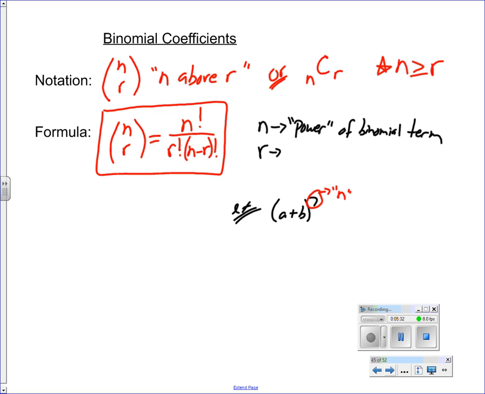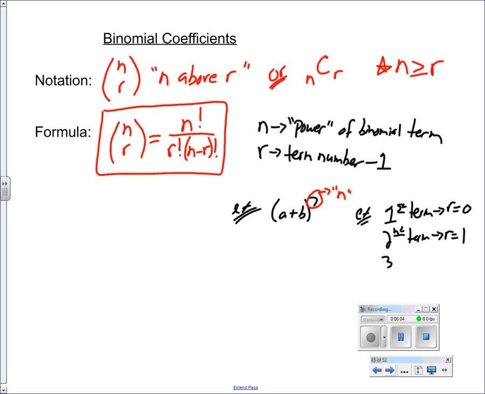And then r is 1 less than the term number. So for the first term in the expansion, for example, r would be 0. For the second term, r would be 1. For the third term, r would be 2, and it keeps going on like that. So r is always 1 less than the term number.